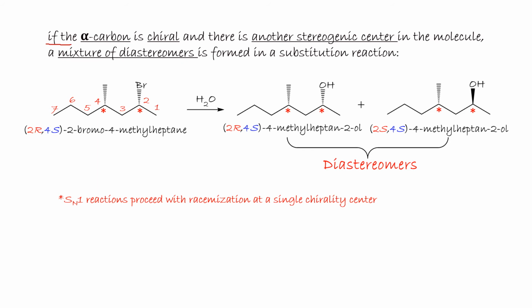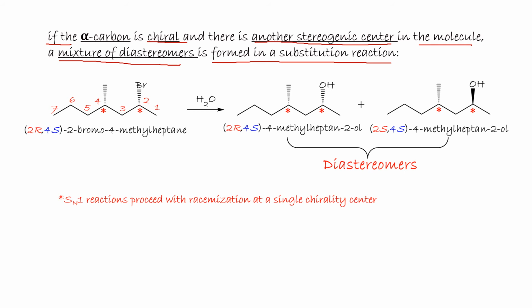If the alpha carbon is chiral and there is another stereogenic center in the molecule, a mixture of diastereomers is formed in a substitution reaction. Here we have two stereogenic centers: one is the alpha carbon, carbon number 2, and another stereogenic center, carbon number 4.